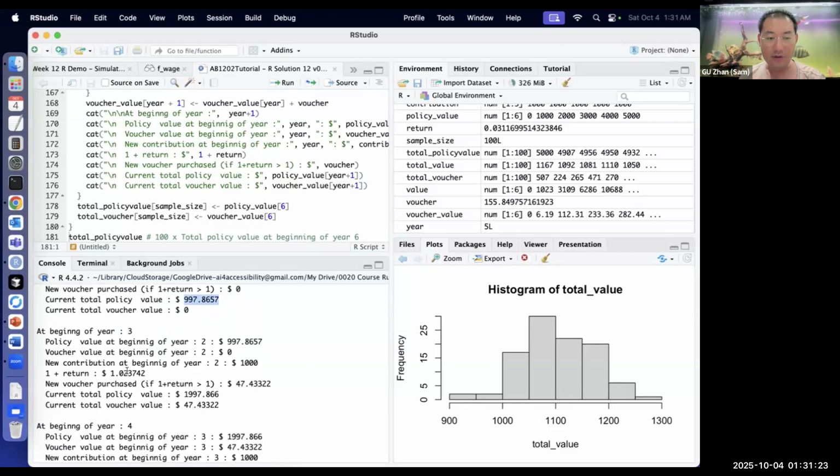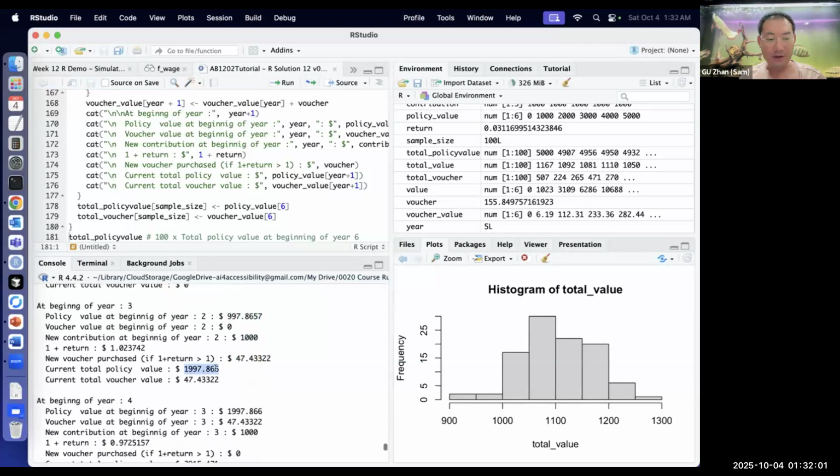Then in year 3, your return becomes positive again. The new contribution here is 1,000. So 1,000 plus 997 is your new market value principal. Then you times this 0.023, and you get a $47 surplus to buy an NTUC voucher. Currently your principal is 1,000 plus the 997, so you get this total policy value at the moment, and the voucher is this.